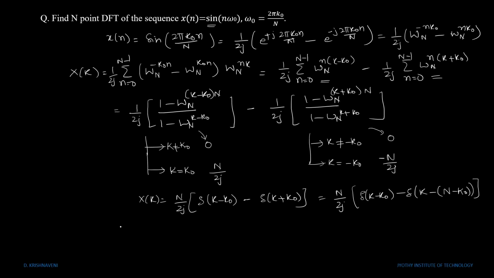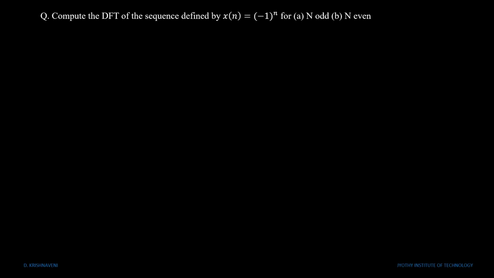So you have to remember, for cos 2 pi n k naught by n, the DFT result what you got is n by 2 into delta of k minus k naught plus delta of k plus k naught, and for sin 2 pi n k naught by n, you got the DFT as n by 2j into delta of k minus k naught minus delta of k plus k naught. These results can be used in the problems where cos theta and sin theta are present in the expressions. Then you need not waste your time by calculating the DFT of cos theta and sin theta.